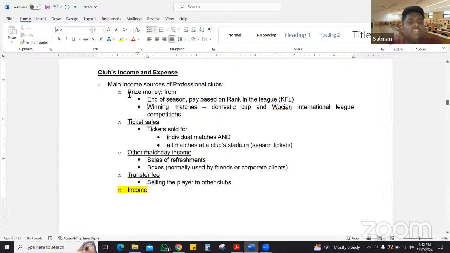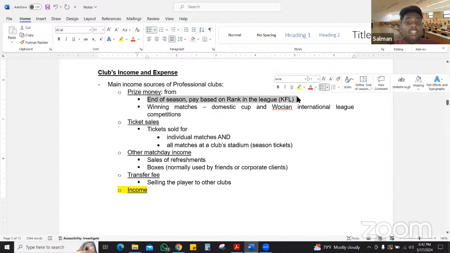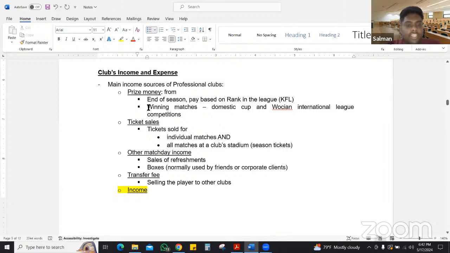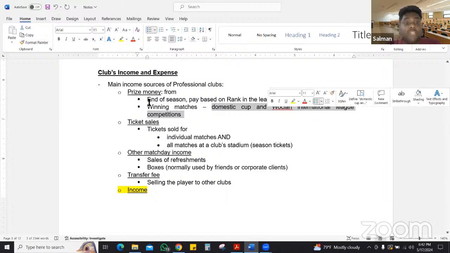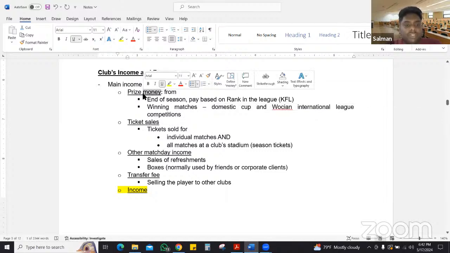Professional clubs will earn a lot of income from prize money from end of season. At the end of the season, the clubs are ranked in each of the divisions, so they get paid based on their rank in the league, the Kailan Football League. On top of that, they get prize money from winning matches. In every match they win, whether it's the domestic cup or the international league, they also get prize money.